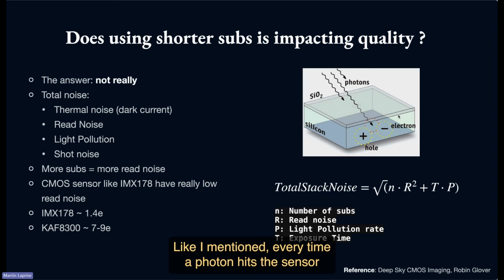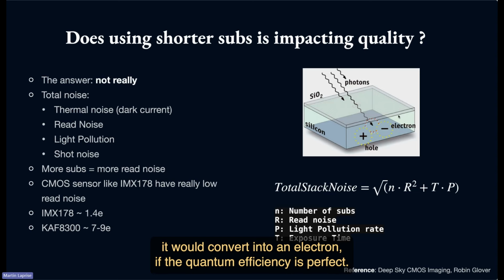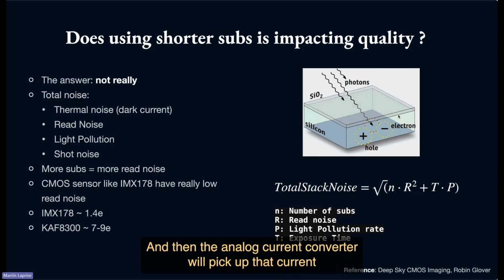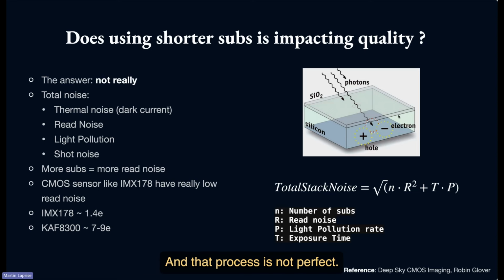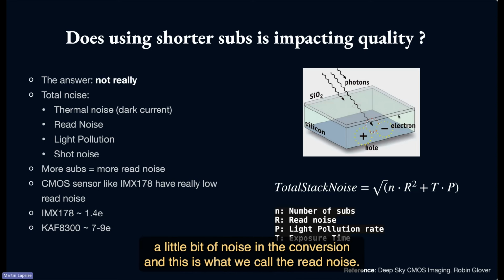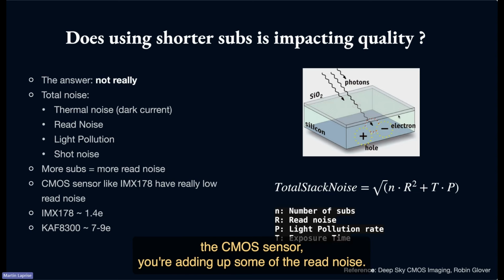Like I mentioned, every time a photon hits the sensor, it converts into an electron if the quantum efficiency is perfect. And then the analog-to-digital converter will pick up that current and create a digital signal from it. And that process is not perfect. Sometimes there's a little bit of noise in this conversion, and this is what we call the read noise. So essentially, every time you read data from the CMOS sensor, you're adding some of that read noise.